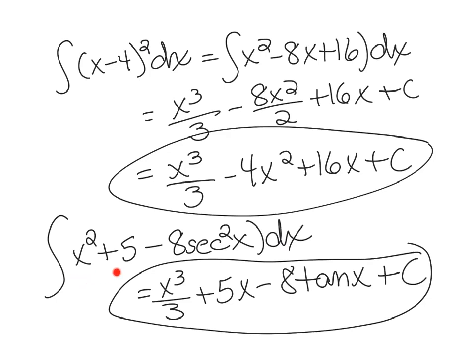Next problem. You will see mixtures of stuff. This guy is just x to the 3 over 3. This is a 5x plus 5x. This is a minus 8 times, what is the secant squared the derivative of? Tangent. And it's got the minus 8 going along for the ride, plus c.